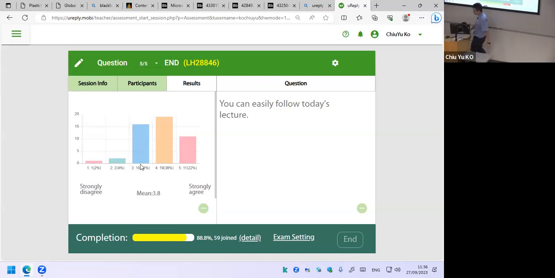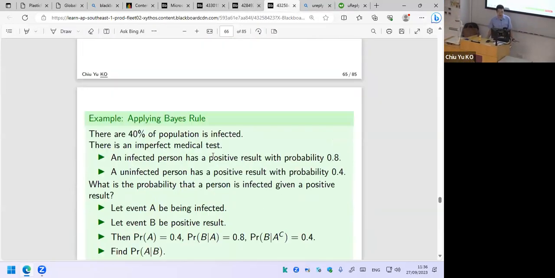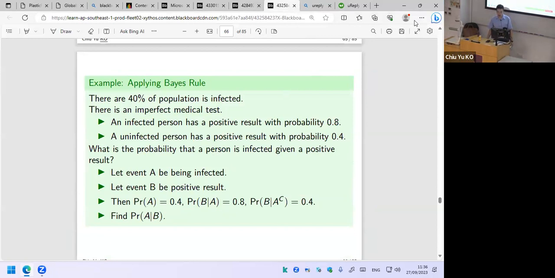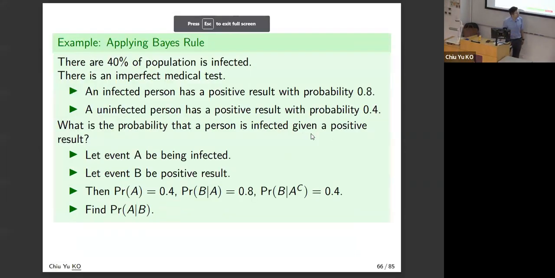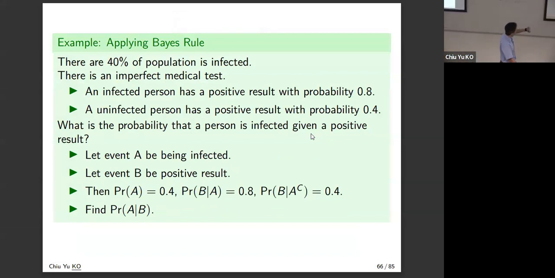So let us go to the other example, and hopefully I can convince you this is something you should learn. When you are confused about what to use, always go back to this example because this is the most relevant one. So this example is the following. We have a population and 40% of them are infected. This comes from a survey or our prior understanding. This is our prior.